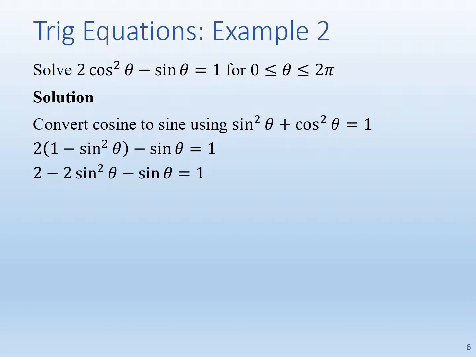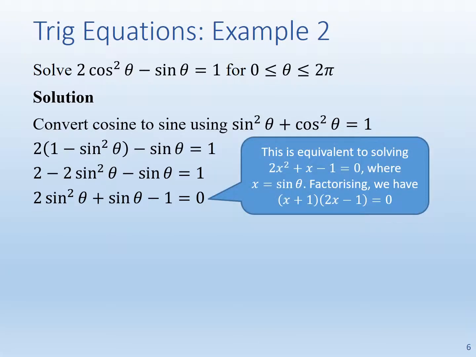We can expand our brackets there, and then we'll put everything over to the right hand side so that we'll get rid of some of those negative signs. Now we have an equation simply in sine, and in fact this is a quadratic equation. If we replace the sine theta with an x, we'll have 2x squared plus x minus 1 equals 0, a quadratic equation. We can solve that by using the quadratic formula, or we can factorize as I've done here.